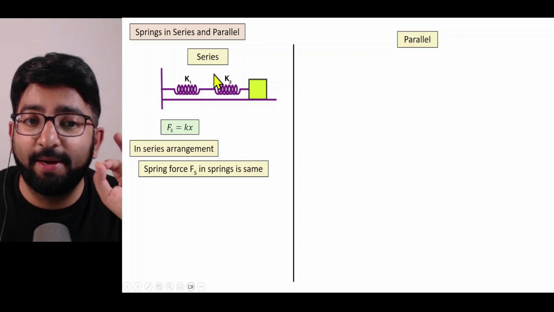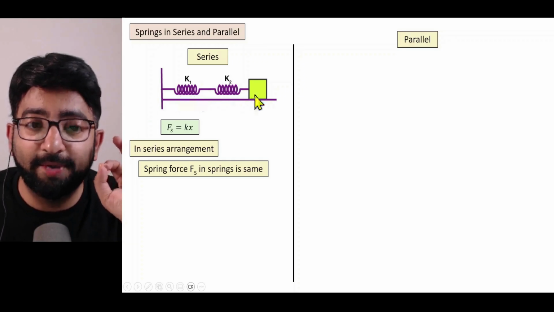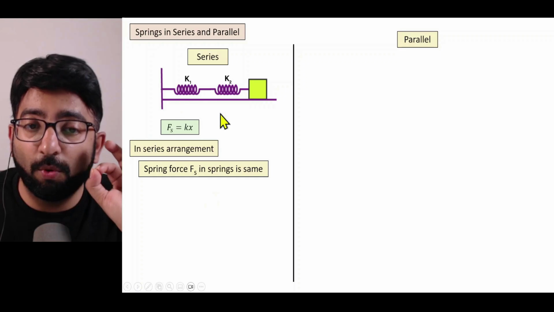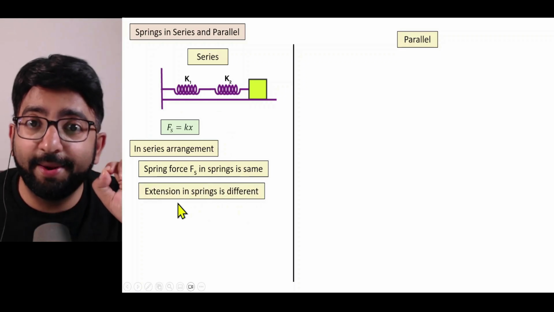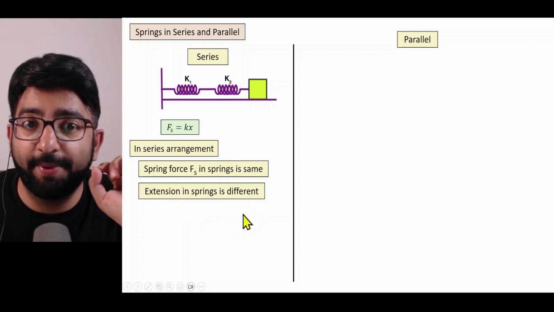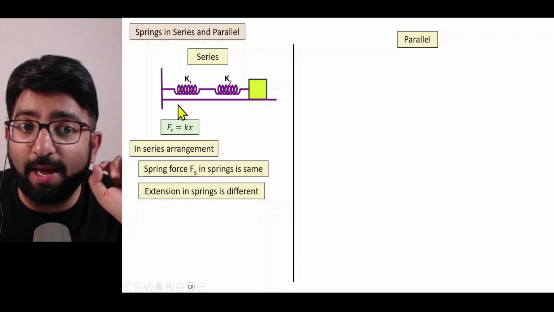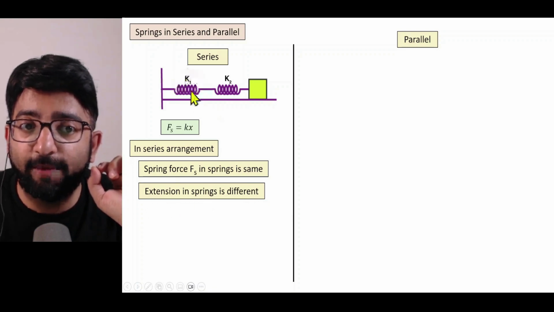So the springs are connected one after another in a straight line. The spring forces in both the springs will be the same, whereas the extension in the springs will be different. How much extension happens in a particular spring depends on the value of k.